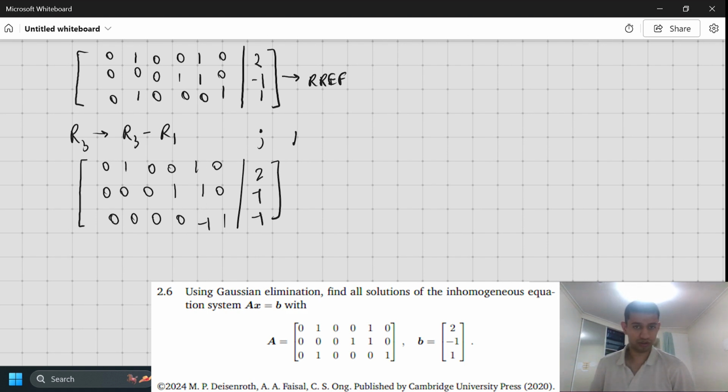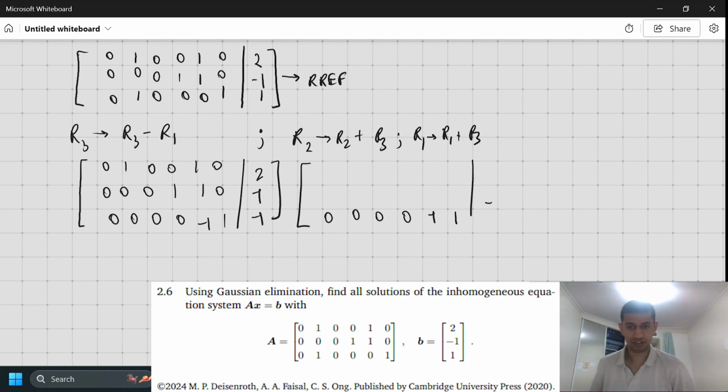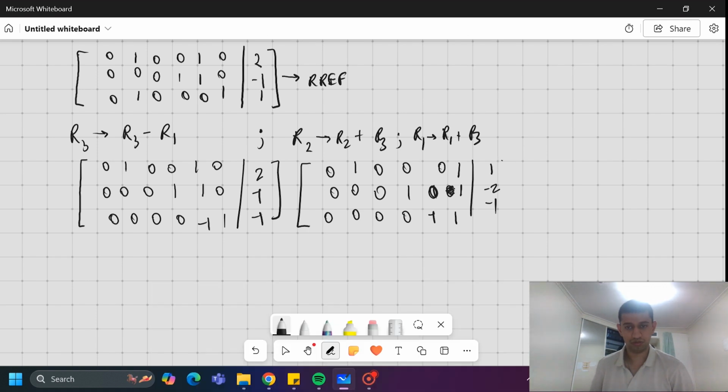Then this has no zeros here, so that's good. We need to get rid of these two, so we'll go R2 goes to R2 plus R3, and R1 goes to R1 plus R3. So that will keep the last row intact, as that's the only one that hasn't changed. And then this should be 0 1 0 0 0 1 and 0 0 0 1 1 0. But then this should be 0 and this should be 1, and minus 1, this will be minus 2, this would be 1.